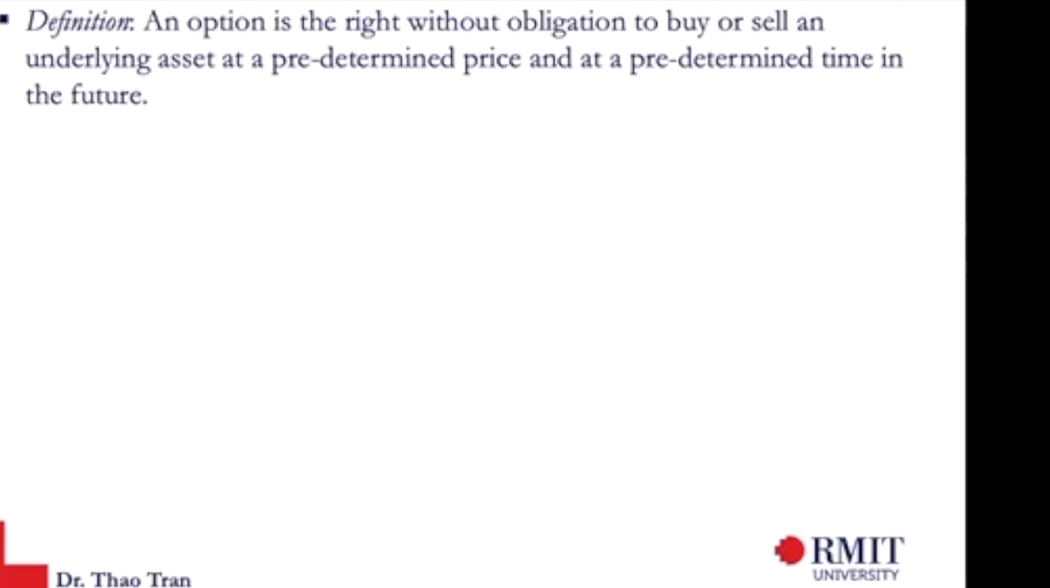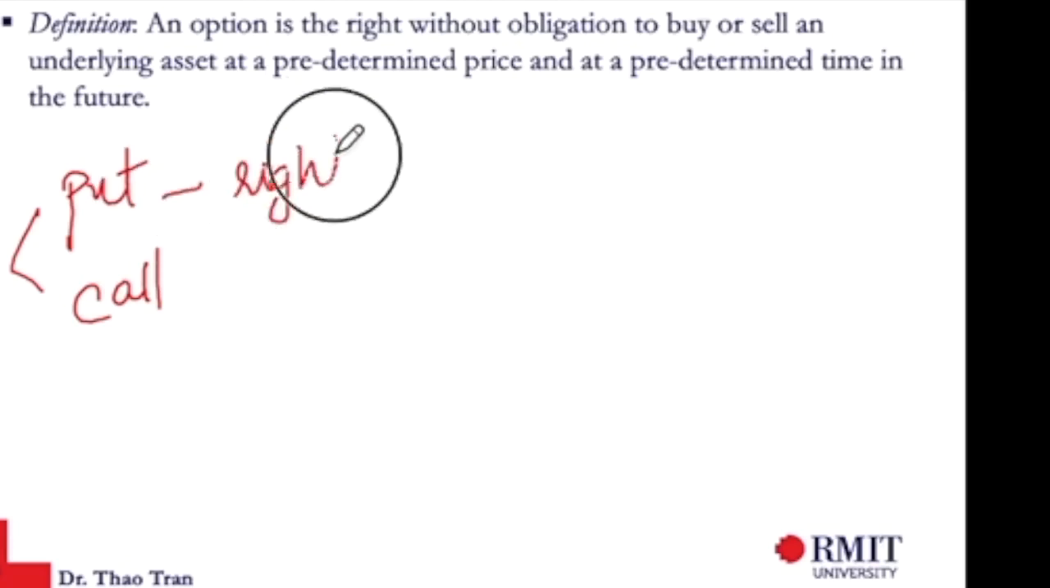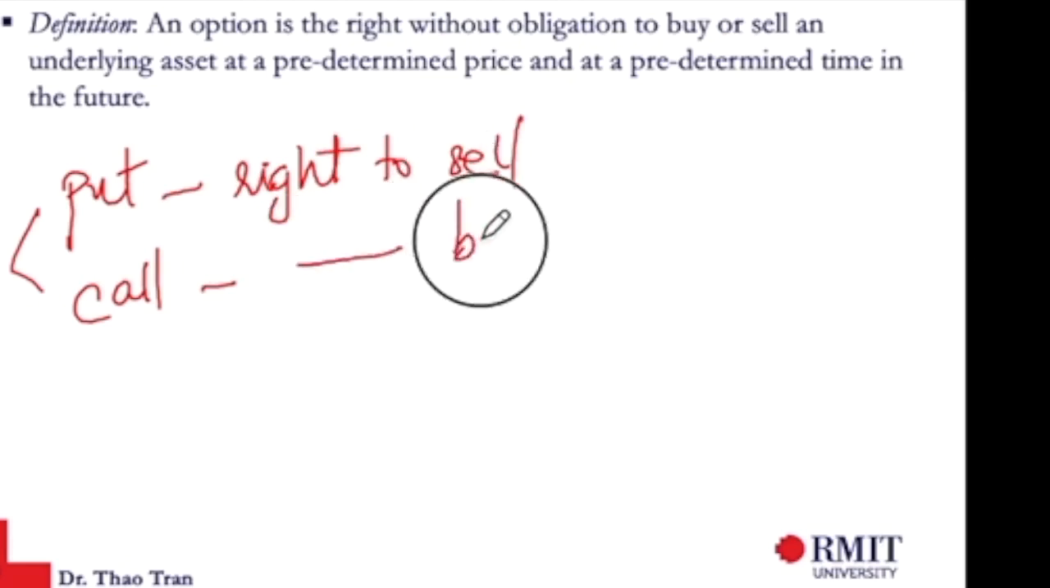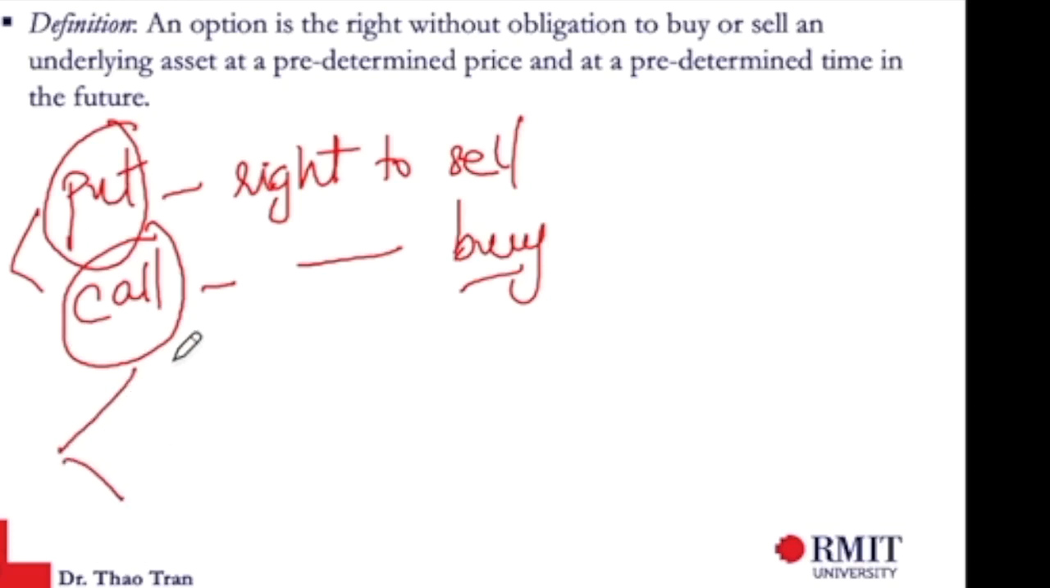There are two types of options. We've got the put option, okay, and the call option. So the put option gives us the right to sell something, okay, and the call option will give us the right to buy something. For example, if I buy the put option, it means that I buy the right to sell a financial calculator at $100 in 7 months from now. And if I buy the call option, it means that I buy the right to buy a financial calculator in the future.